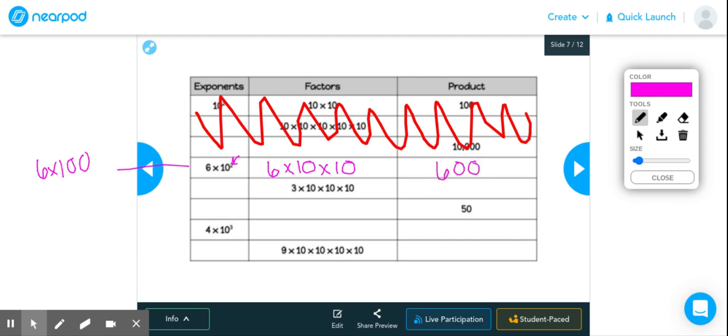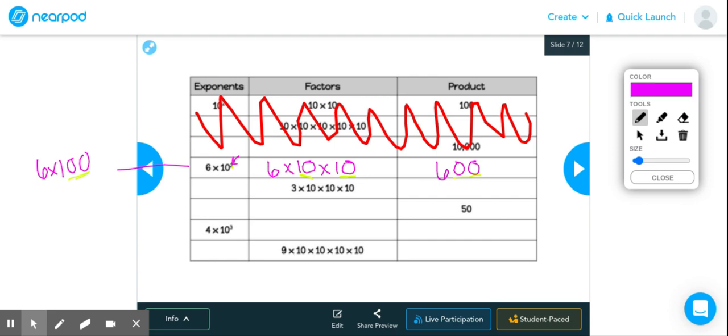Again, that information that we were talking about where the patterns all go together: you'll see 2 zeros in 6 times 100. Your exponent is a 2. I have 2 tens here, and my answer of 600 has 2 zeros. Let's take a look at the next one.